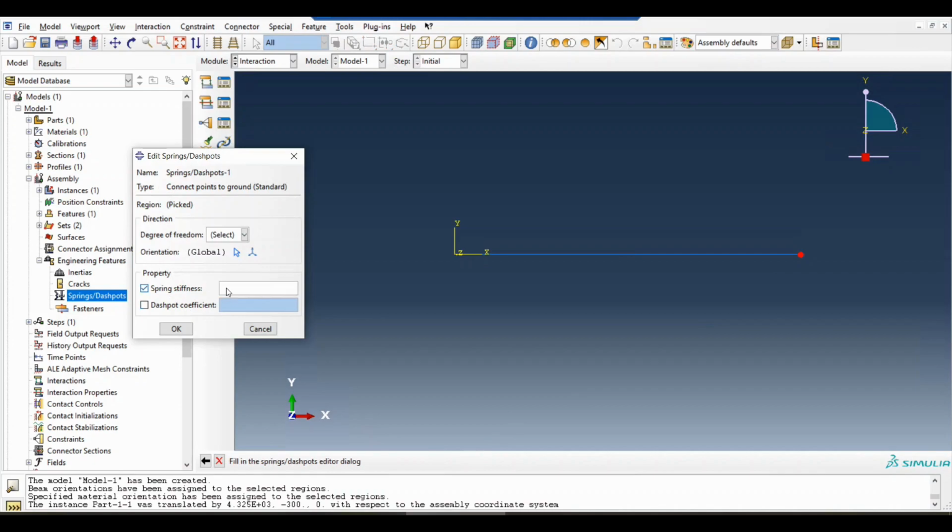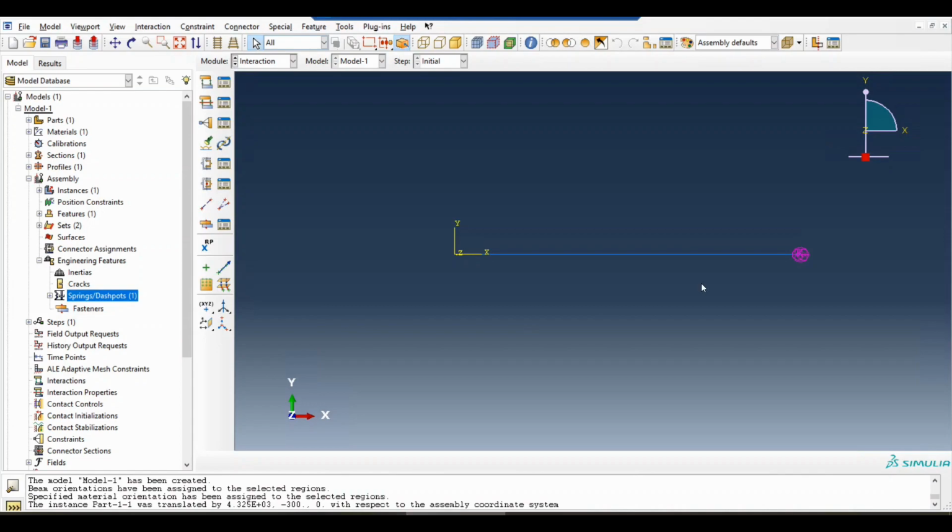Now we assign our spring stiffness as 200 Newton per millimeter. Now we have to select at which degree of freedom we want to assign our spring. So for this case it is vertical, so that is 2. So select 2, say OK. Now you have your spring.